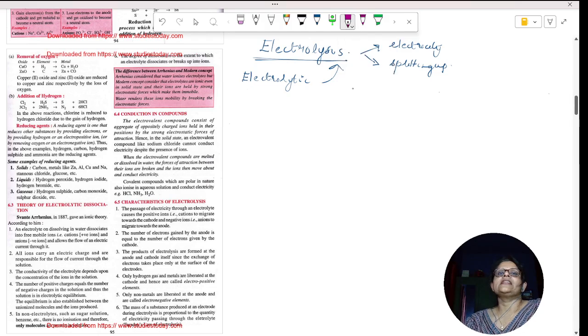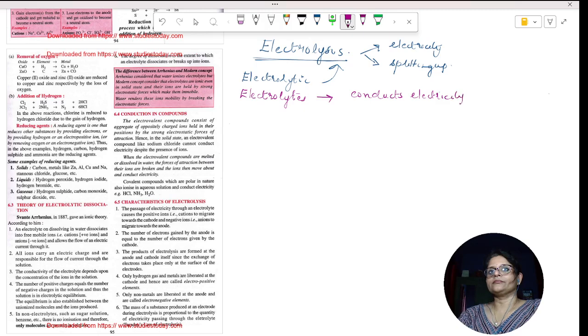And then we studied about electrolytes, which is the liquid or the chemical substance basically which conducts electricity. When does it conduct electricity? In its aqueous form or molten or fused form.